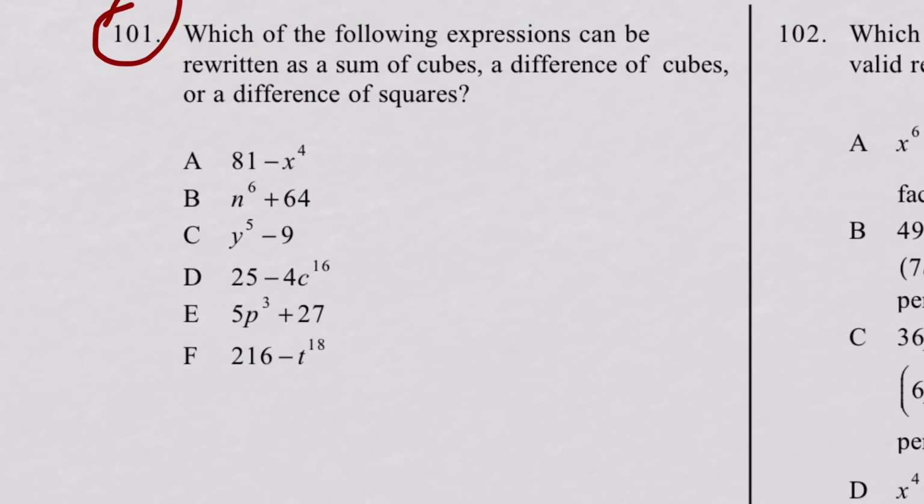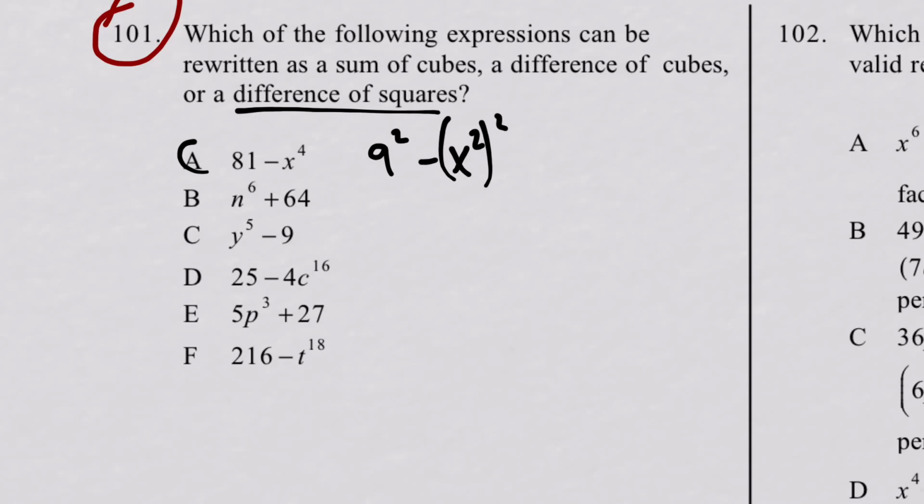101. Which of the following expressions can be rewritten as a sum of cubes, a difference of cubes, or a difference of squares? So go one by one and see if they match any of these categories. A, 81 minus x to the fourth. 81 is a perfect square, so it's 9 squared. And x to the fourth is a perfect square. It's x squared squared. So that is a difference of squares, right?